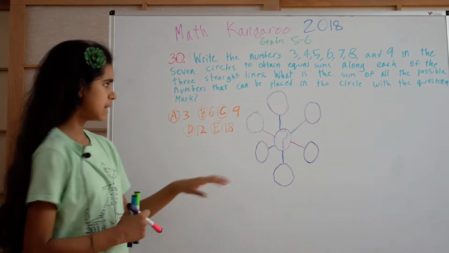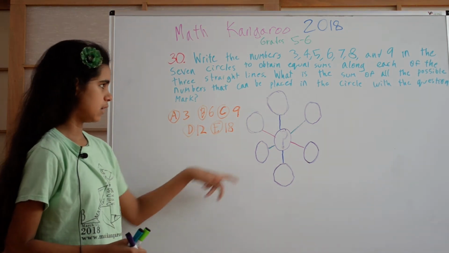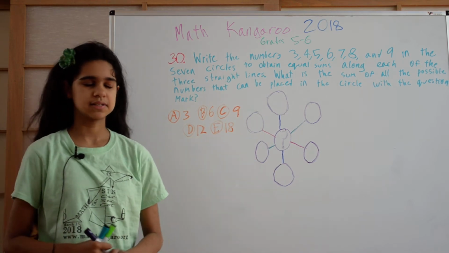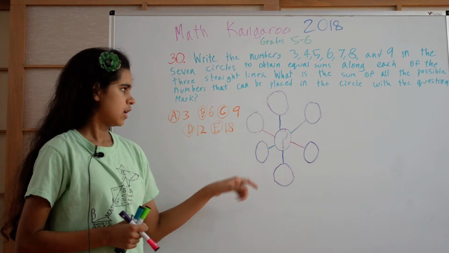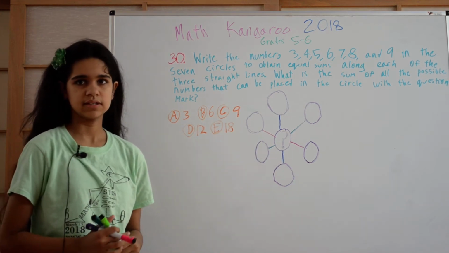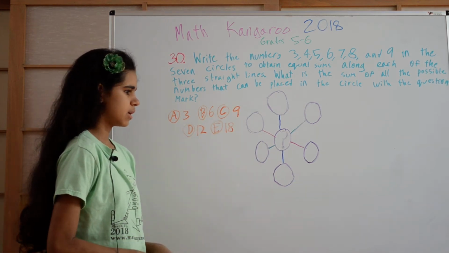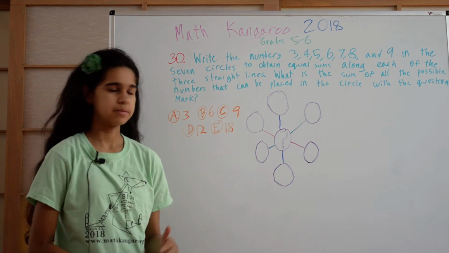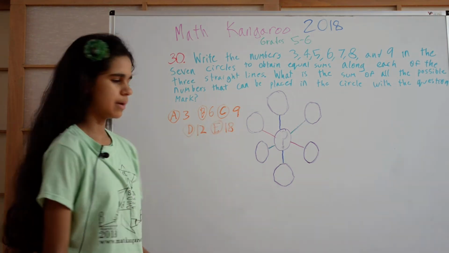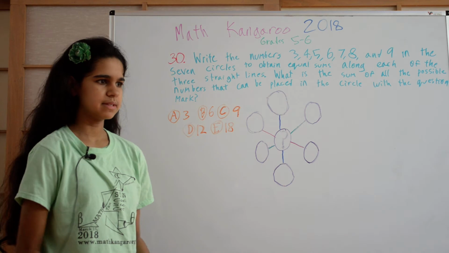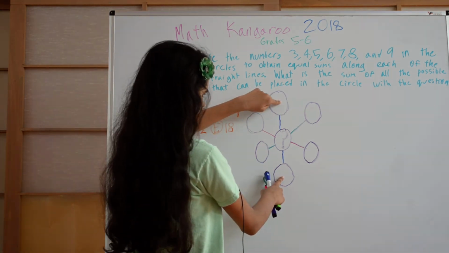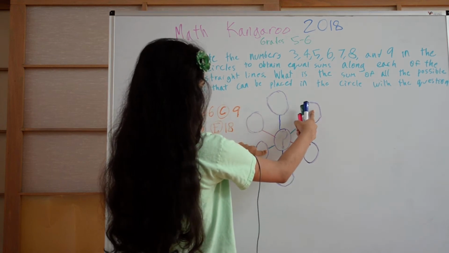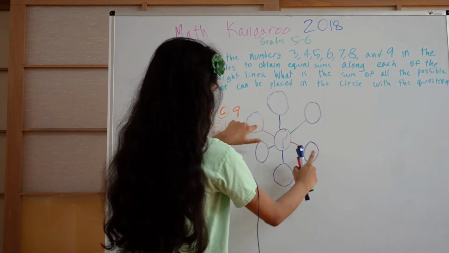So we want to write these numbers so that the sum of the 3 numbers along each line is going to be the same. And since each of the lines has the question mark in it, whatever number is on the question mark, that's going to be added in all the 3 sums, and so the other 2 numbers have to have the same thing since the third number is the same. So these 2 have to have the same sum as these 2, and that has to have the same sum as these 2.